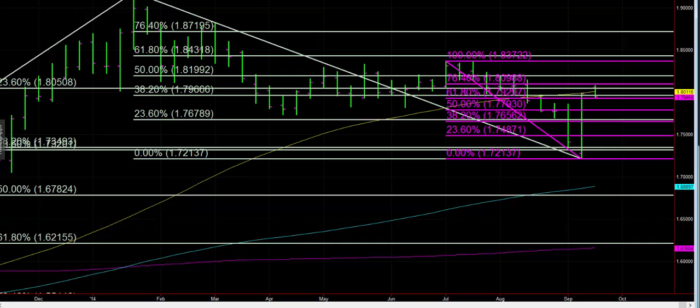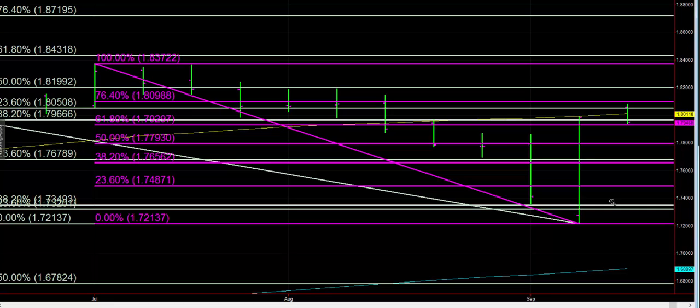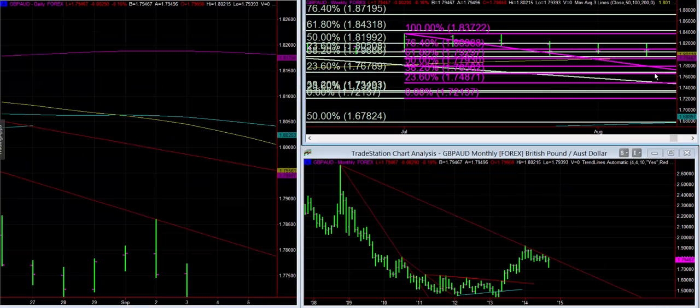We are now looking at a weekly chart of the British pound against the Australian dollar. The weekly low here also corresponds to this 61.8% retracement line. That is this horizontal line here that we're looking at, coming in right around 1.7929. So we want to keep our eye on that level. Below there, we're looking at 1.7793 as a downside target. We'll see if we can get there in sterling Aussie.